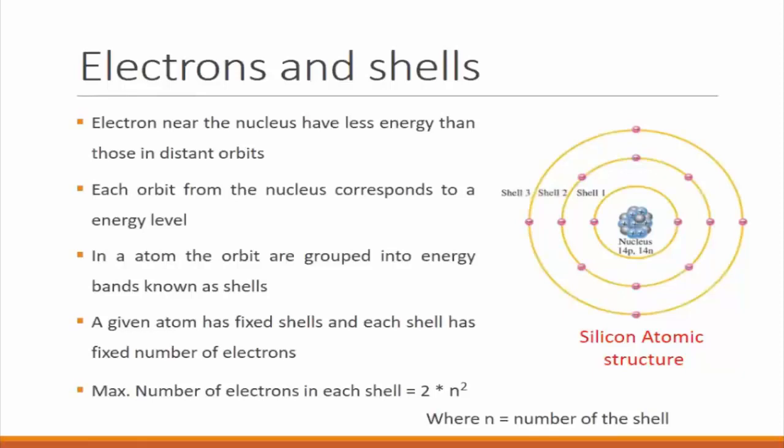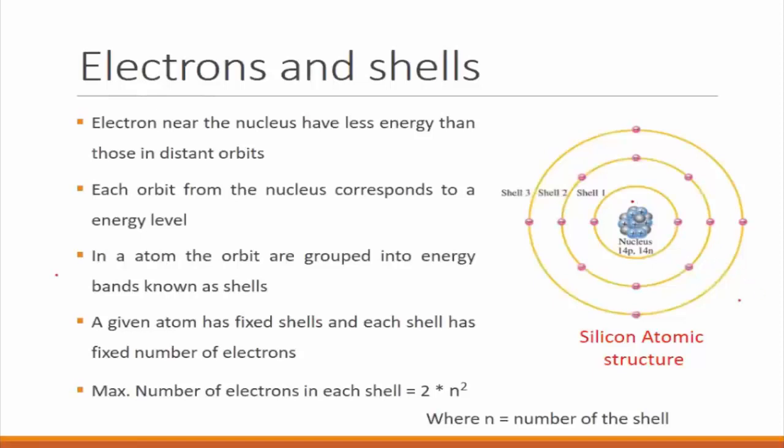So the graph shown here is the structure of silicon as an atom. So you should be able to see there are 14 electrons. If you count, you're going to end up with a total of 14 in there, right?